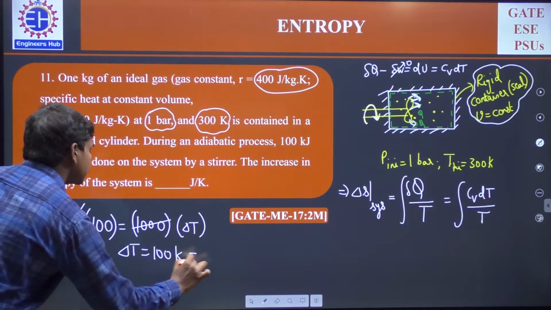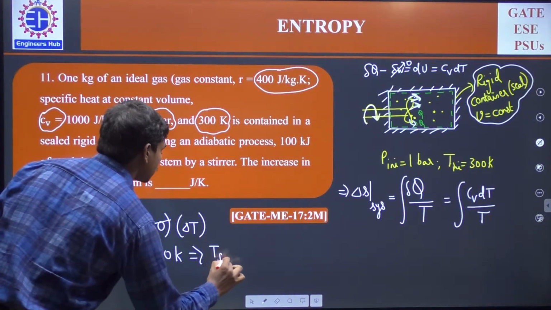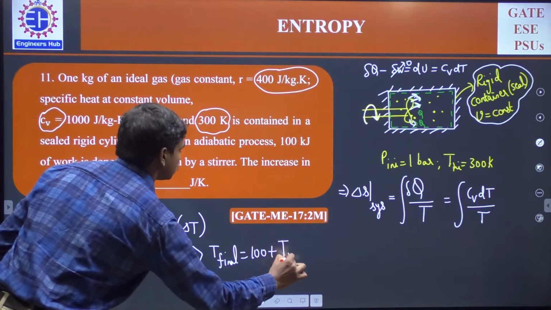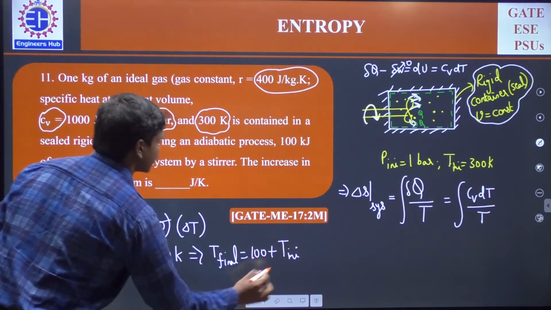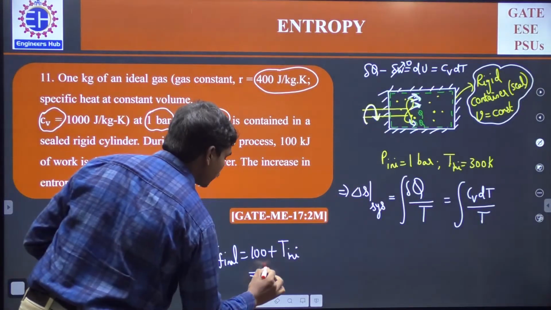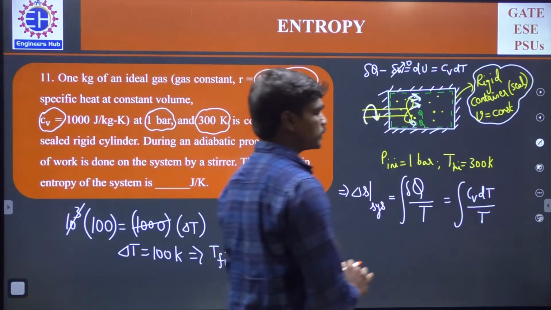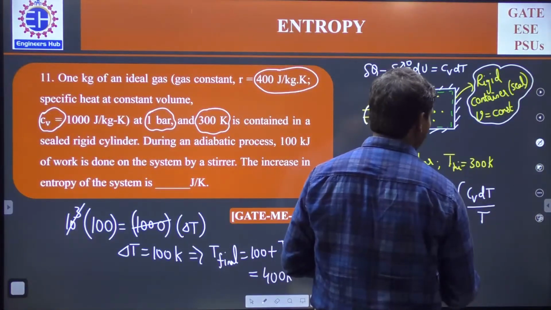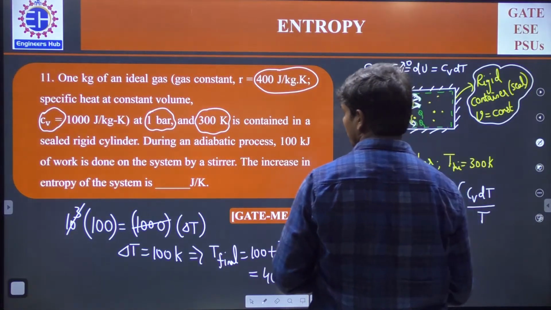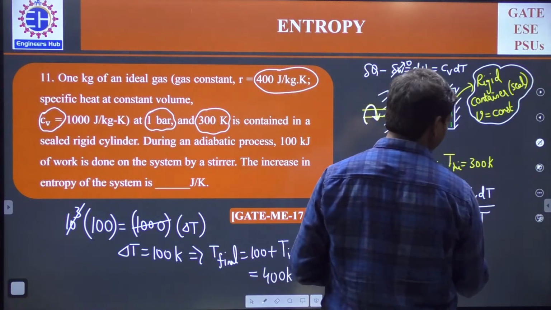So the final temperature that you will be getting is T final equal to 100 plus T initial, which is equal to, since initial conditions are 300 Kelvin, 400 Kelvin. Means during this heat addition process, the entropy of the system gets changed, and because of this, the temperature will go from 300 Kelvin to 400 Kelvin. Correct? So you can put that here.